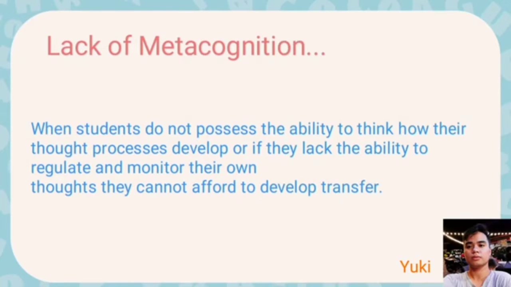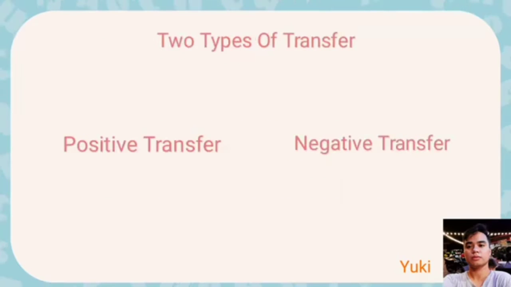Lack of metacognition. When students do not possess the ability to think how their thought process develops, or if they lack the ability to regulate and monitor their own thoughts, they cannot afford to develop transfer. Two types of transfer: positive transfer and negative transfer.